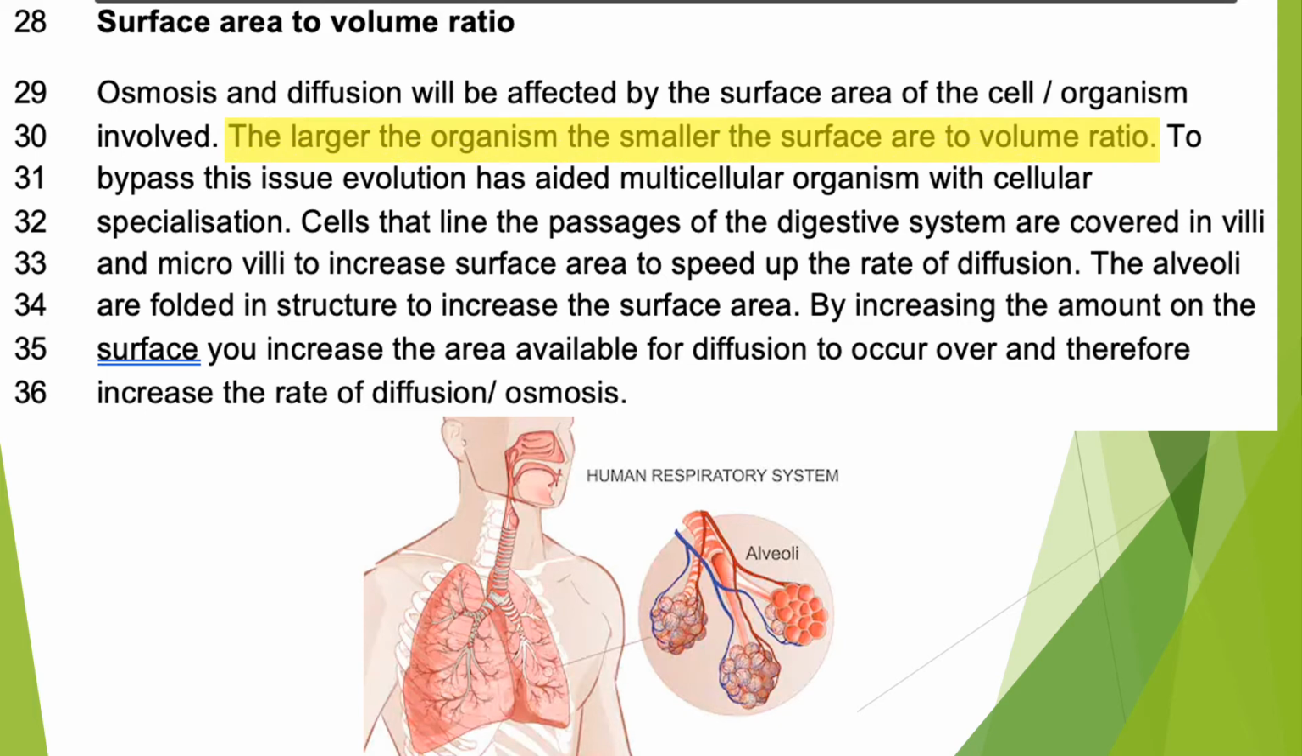The larger the organism, the smaller the surface area to volume ratio. If you compare yourself to a single-celled organism like bacteria, just one cell of a bacteria, you are humongous compared to that cell. But what's different between you and the cell is that the cell has a very, very big surface area to volume ratio. What I mean by that is the bacteria cell's entire body can diffuse water or molecules in and out of its cell.